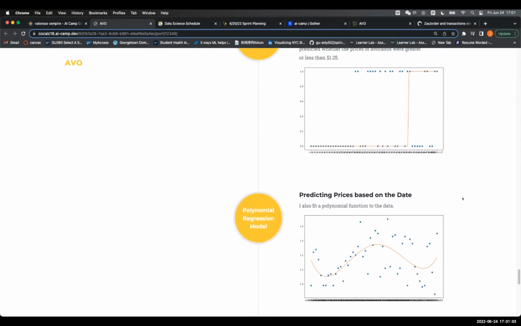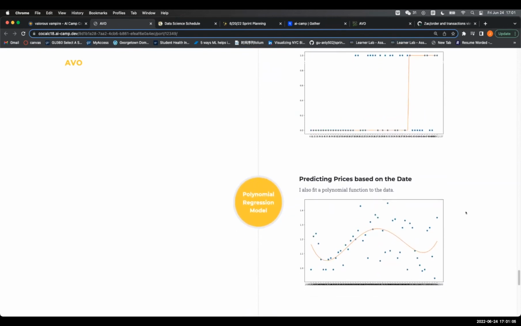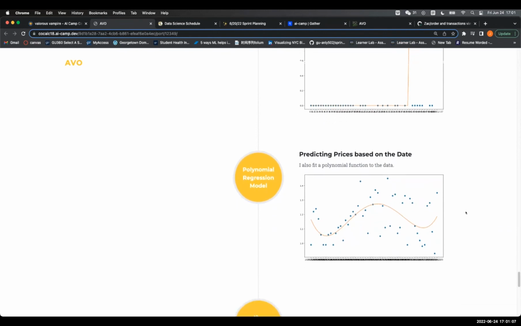I also created a polynomial regression model, which is basically where you fit a polynomial function to the data. Again, the x-axis is the date and the y-axis is the price.